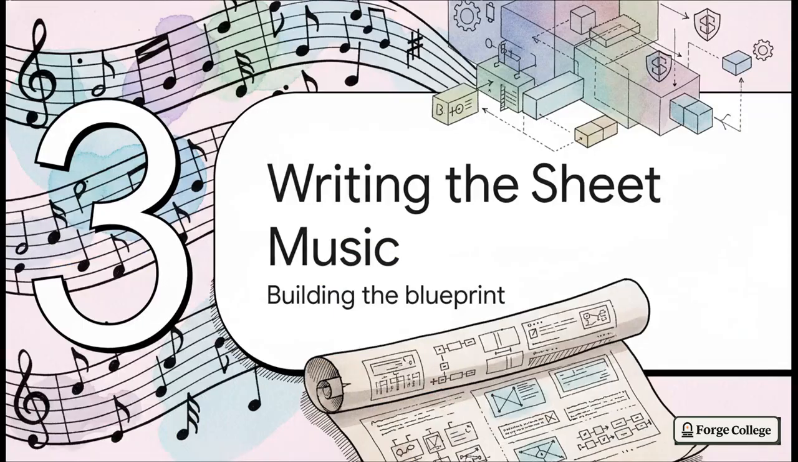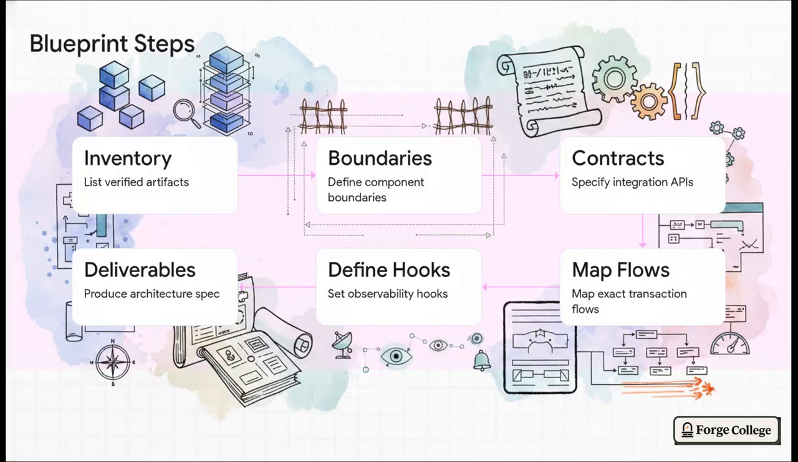All right, let's get into the practical side of things, writing the sheet music and building our actual blueprint. To do this, we follow a very rigorous 6-step process. Step 1, you inventory your verified artifacts, basically asking what ABIs actually passed your integration tests. Step 2, you define the boundaries, who owns the state and who's just doing the math. Step 3, you specify the exact integration contracts right down to the function selector. Step 4, you map those transaction flows and figure out exactly where your gas bottlenecks might be.